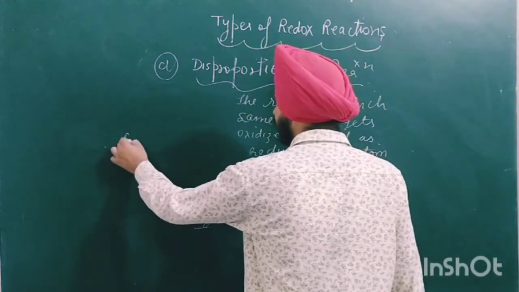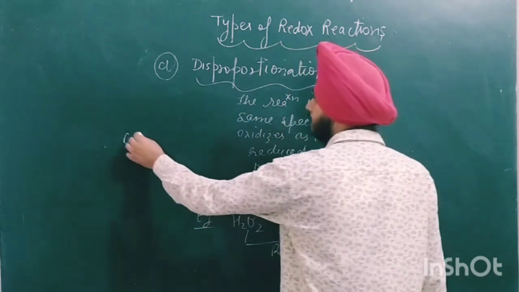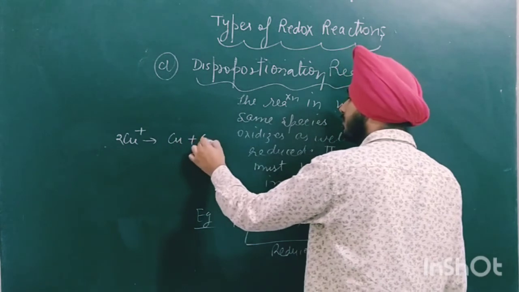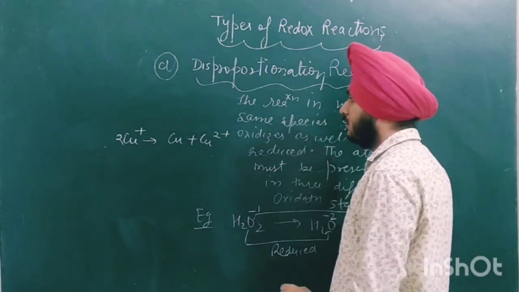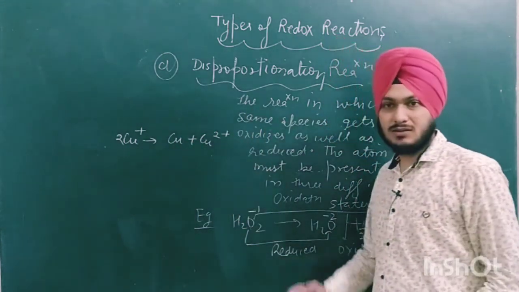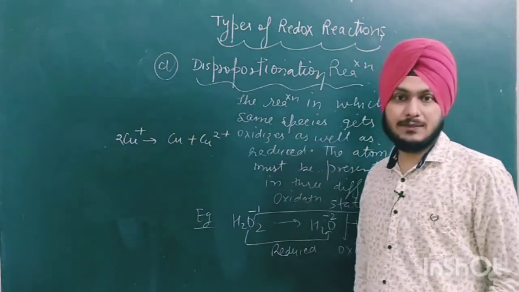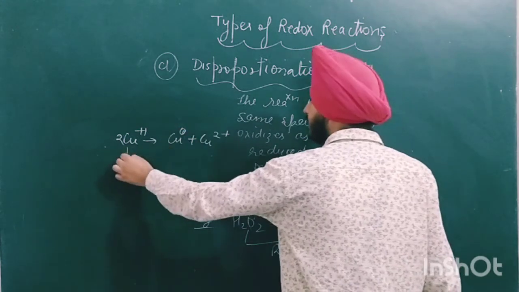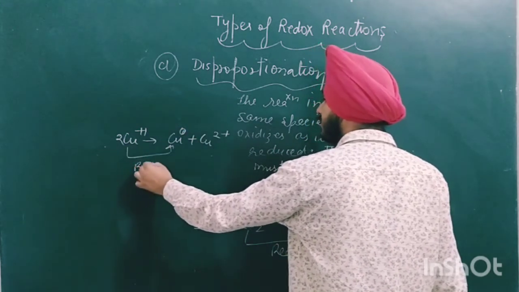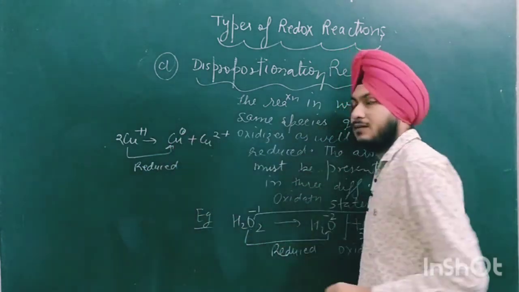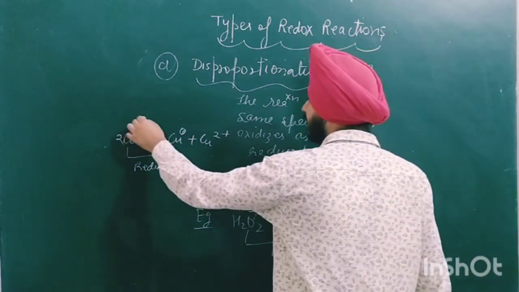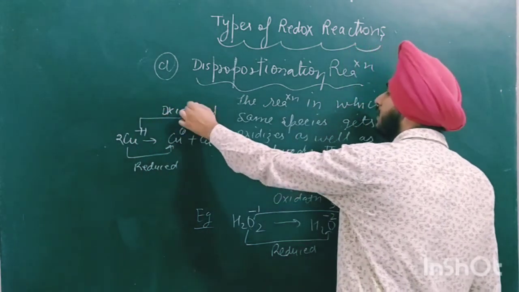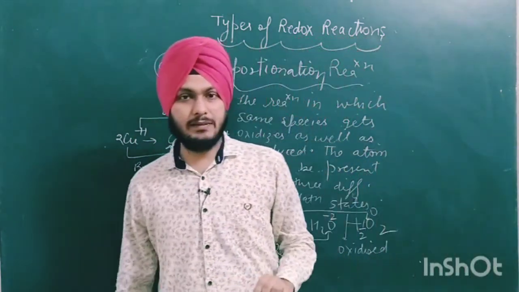Similarly, Cu+ gets converted into Cu and Cu2+. This is also a redox reaction and a disproportionation reaction, because here copper is in +1, and it is getting converted into 0 and +2. When it is converted into 0, it is getting reduced, and when it is converted into +2, it is getting oxidized. So these are the two main examples.